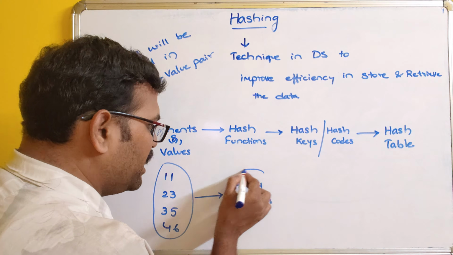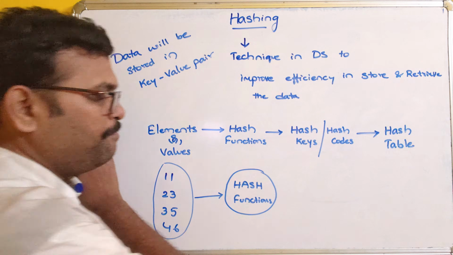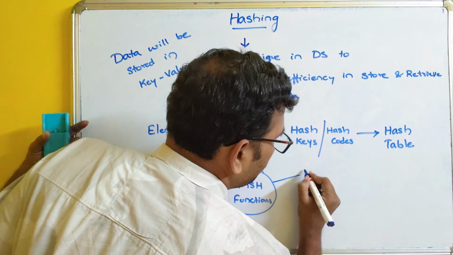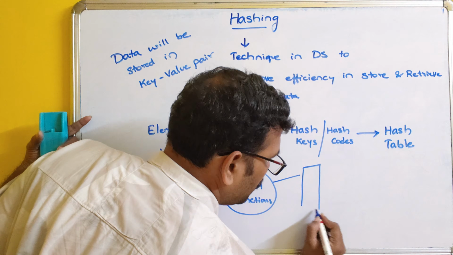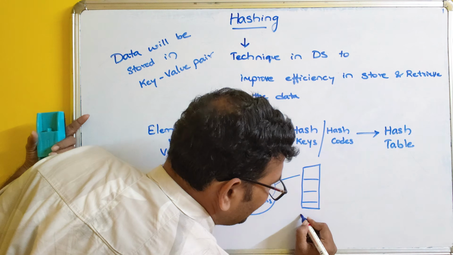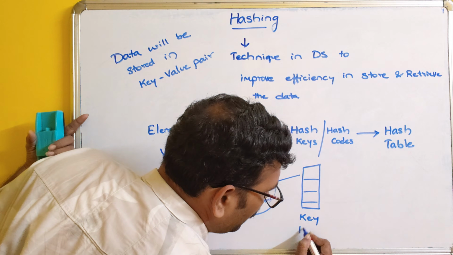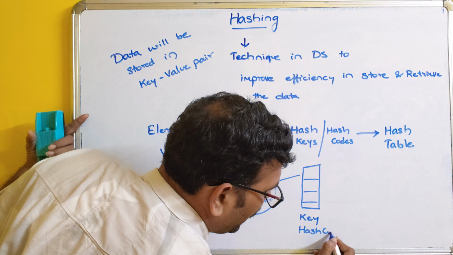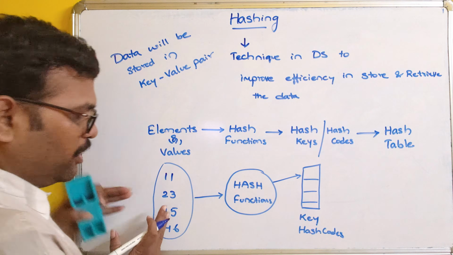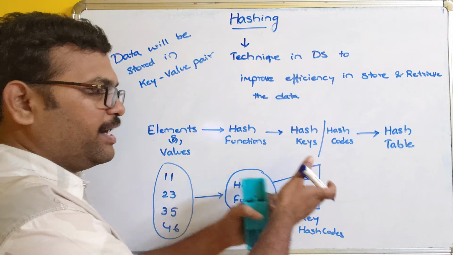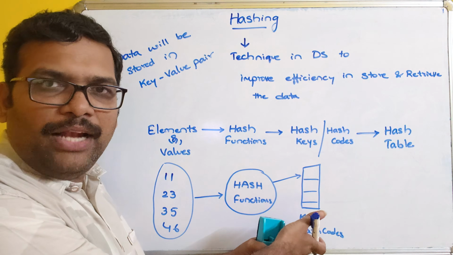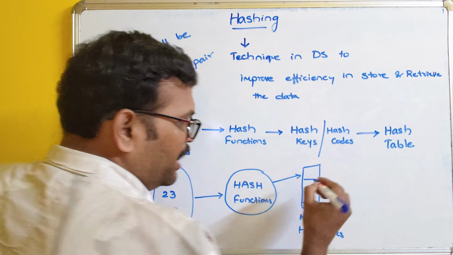These elements will be given to these hash functions, which will be producing the keys, or hash codes. The hash functions take the elements and return the hash keys. Here we are having 4 elements, so we'll be getting 4 hash keys.